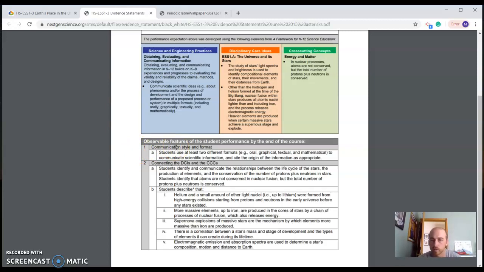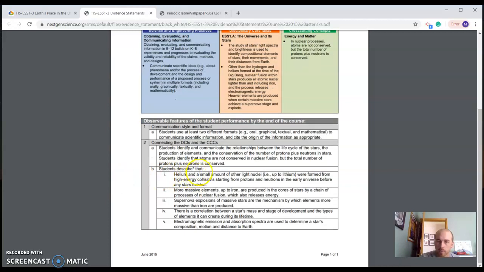Again, the standard has two big ideas. The first is communicating. Can students use at least two different formats, oral, graphic, textual, or mathematical, to communicate scientific information? Can they communicate a scientific idea? What you want them to communicate is how stars and different life cycles produce different elements. The total number of protons and neutrons stay the same.